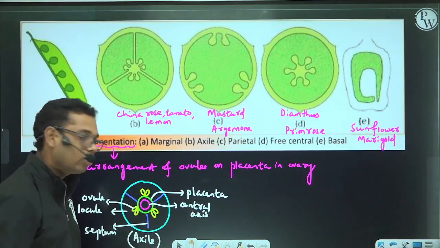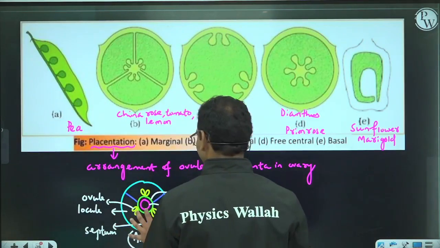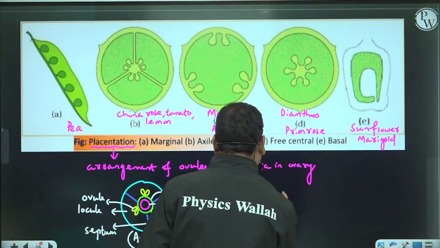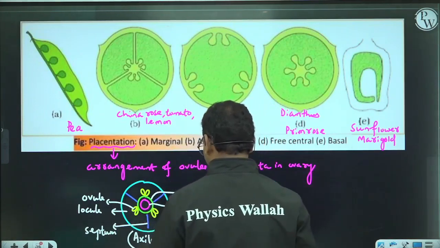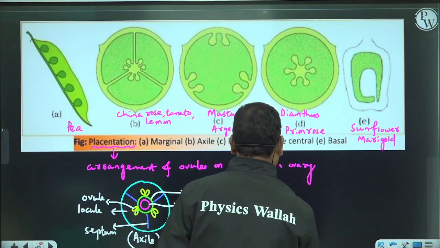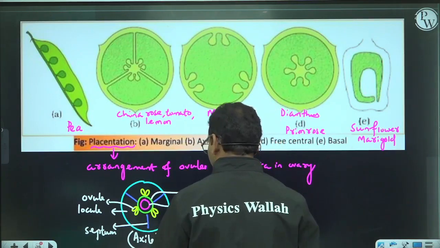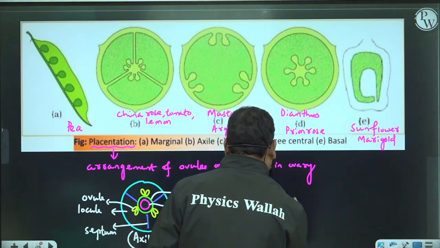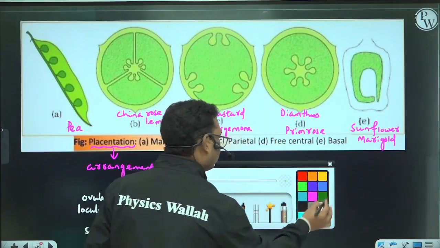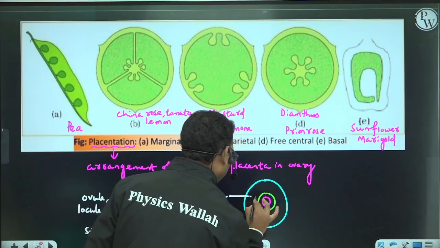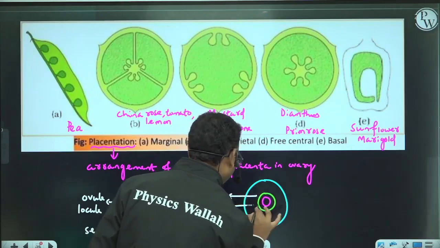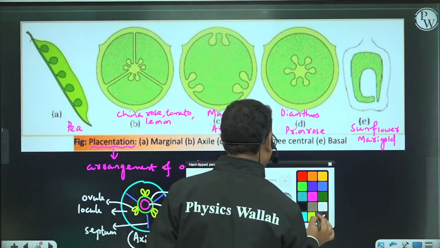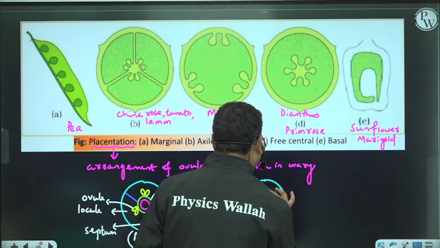What about free central? This is more or less similar to the axial placentation. So let me draw the diagram here. Okay, so this is the ovary, and let me draw the central axis. So this is the central axis. Around the central axis I have to draw the placenta. So this is the placenta. Okay, so let me label them. So this is placenta. Okay, and this is the central axis. Okay, and here the ovules will be there. Okay, so these are the ovules.